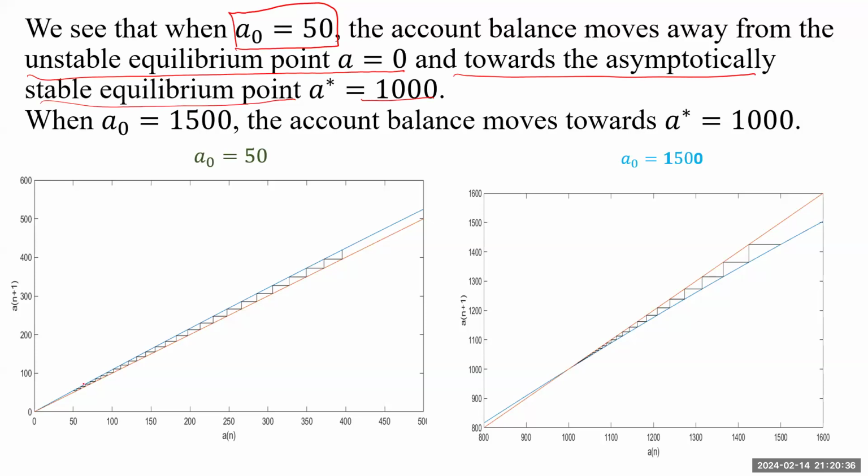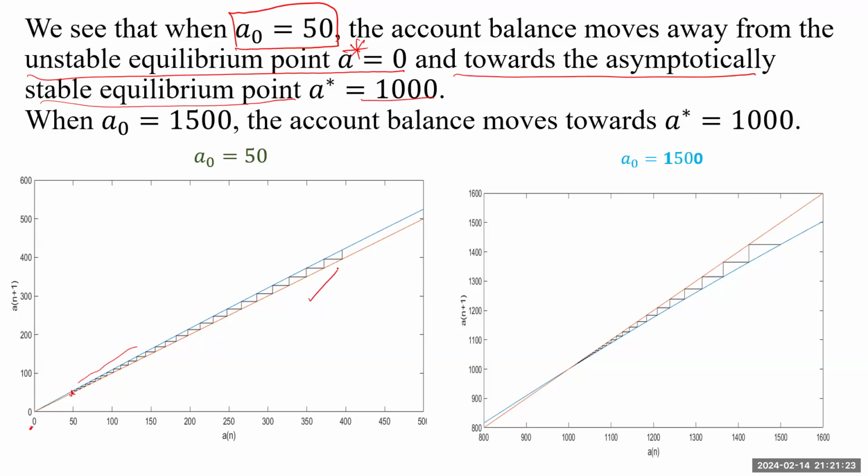And then your equilibrium point is 0. This is 0. What happened? Your stair steps are moving away from the equilibrium point. So that's why we know already that A star equals 0 is unstable, because our stair steps are moving away from the equilibrium point.